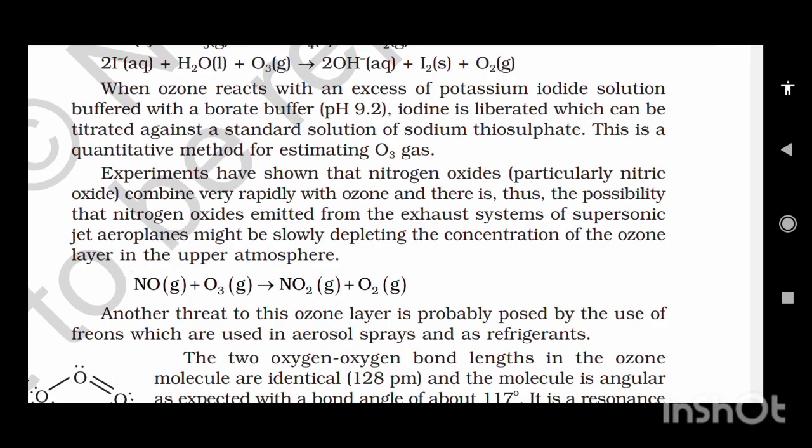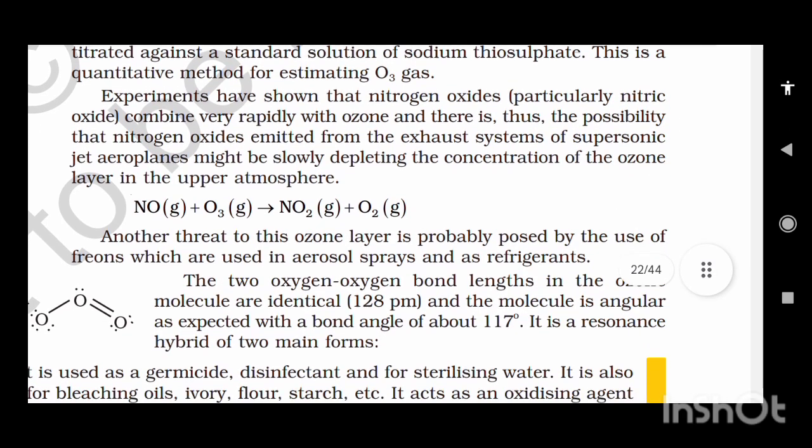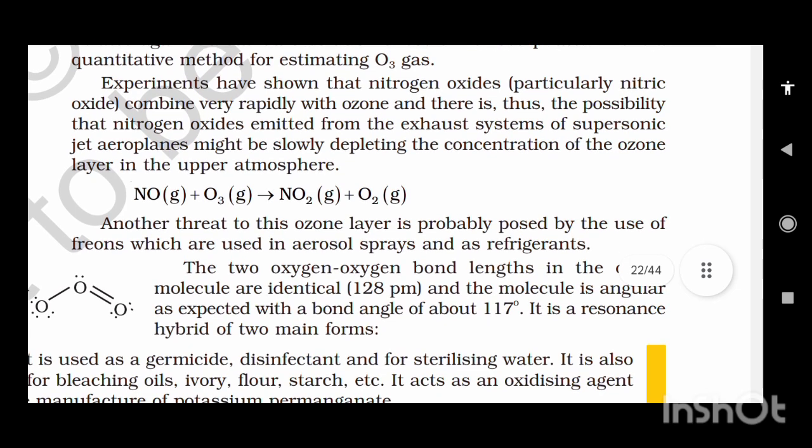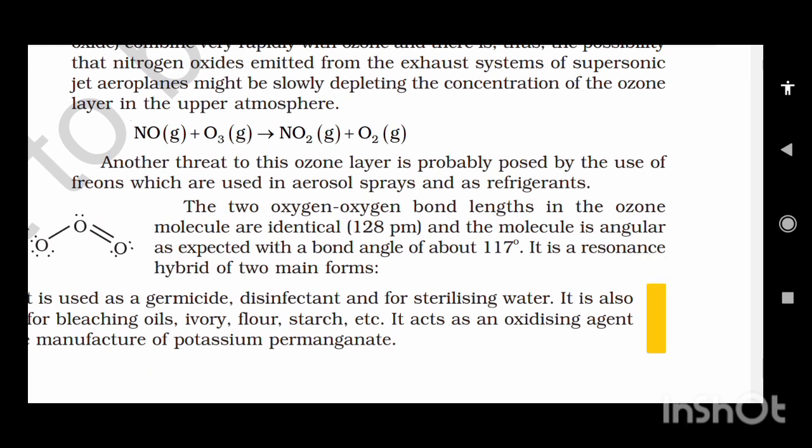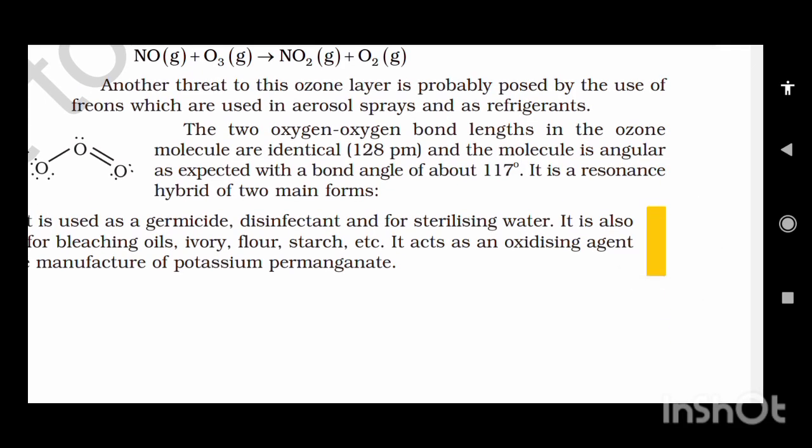Experiments have shown that nitrogen oxides react very rapidly with ozone, and there is thus the possibility that the nitrogen oxides emitted from the exhaust systems of supersonic jet aeroplanes might be slowly depleting the concentration of the ozone layer in the upper atmosphere. Another threat to this ozone layer is probably posed by the use of the freons, which are used in aerosol sprays and as refrigerants. The two oxygen-oxygen bond lengths in the ozone molecule are identical and the molecule is angular, as expected, with a bond angle of about 117 degrees.